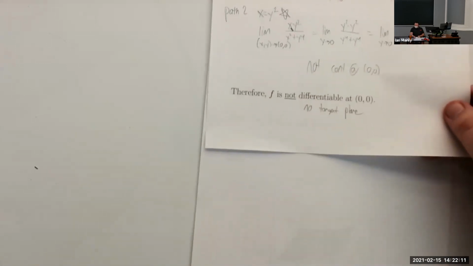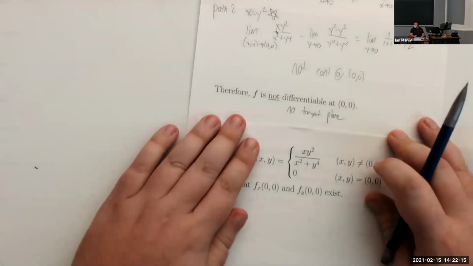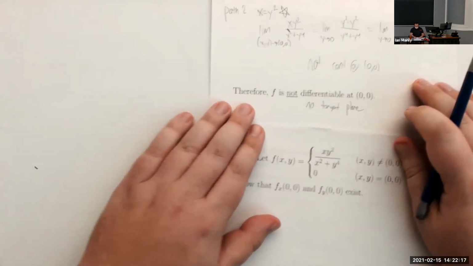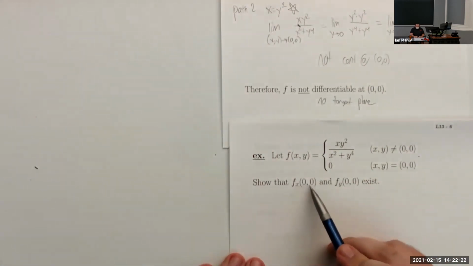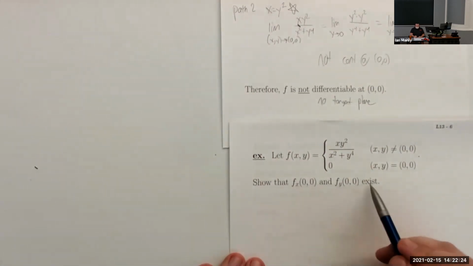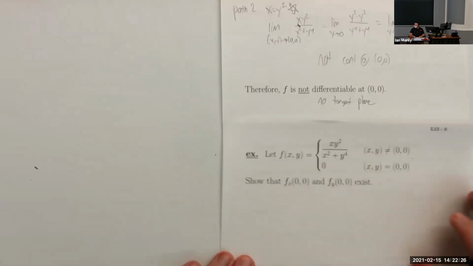All right. So next, let's take a look at the same function. This is the same function that we had before. Now what I want to do is show that f sub x at (0, 0) and f sub y at (0, 0) exist. This is my next goal right here.